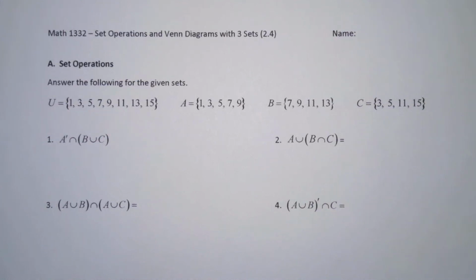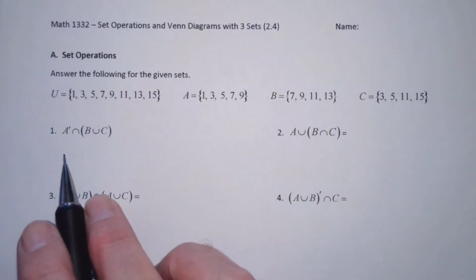Hi, it's 1T. In this video, I will be going over set operations and Venn diagrams with three sets. So really, we're doing the same thing we were doing before with two sets, just another set. So you may want to try numbers 1 through 4 and then watch the video, or just watch the video. All right, so let's go ahead and get started.